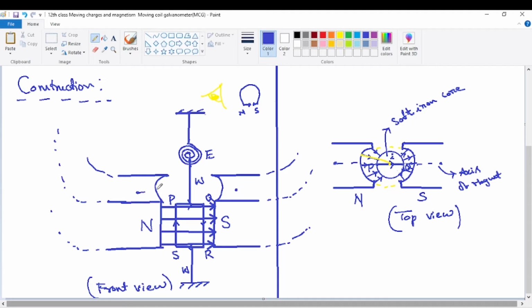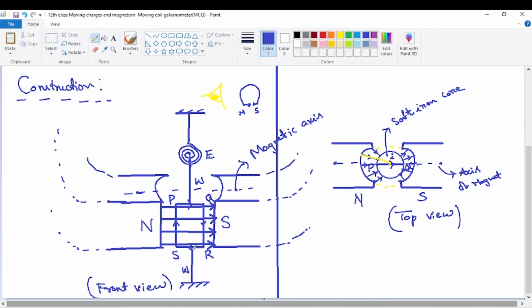Now an imaginary line joining the center of the north pole and the center of the south pole is simply called the magnetic axis. So this is the magnetic axis, the circular magnet's axis. Similarly, in the top view also, you see here, this is the center of the north pole, this is the center of the south pole. So this is the axis of the magnet, or magnetic axis.